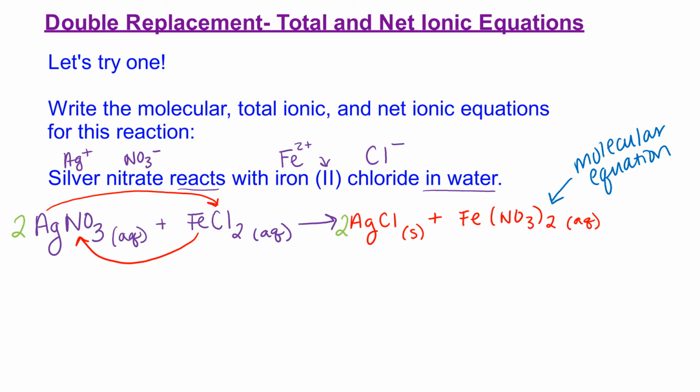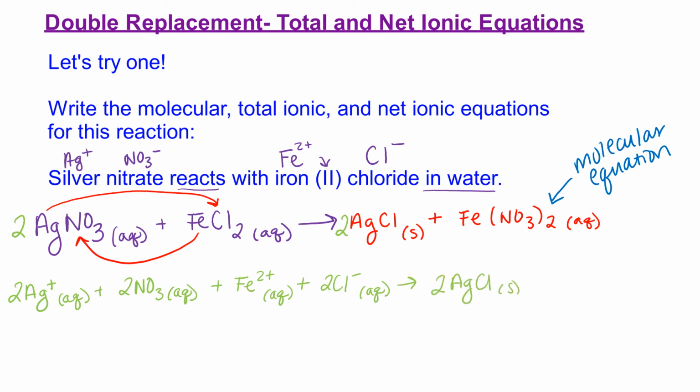Okay, so now that we've done that, let's go ahead and do our next step where we're going to write the total ionic equation. So I have 2 silver ions plus 2 nitrate ions plus an iron 2 chloride ion plus 2 chlorine ions to produce my silver chloride, which is my solid, so it has to stay together, plus another iron 2 chloride ion plus 2 nitrate ions.